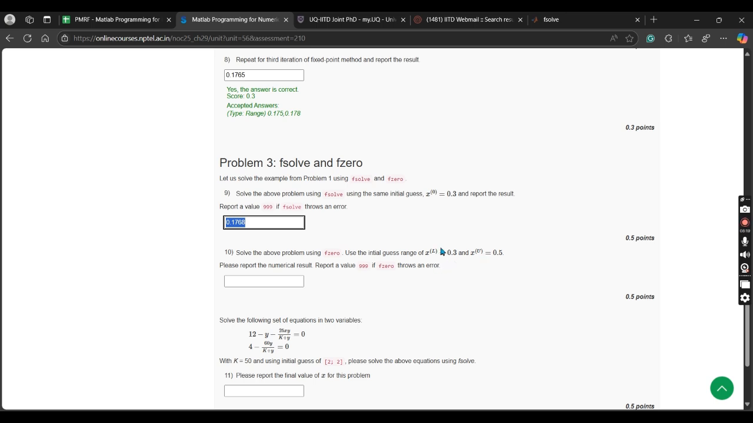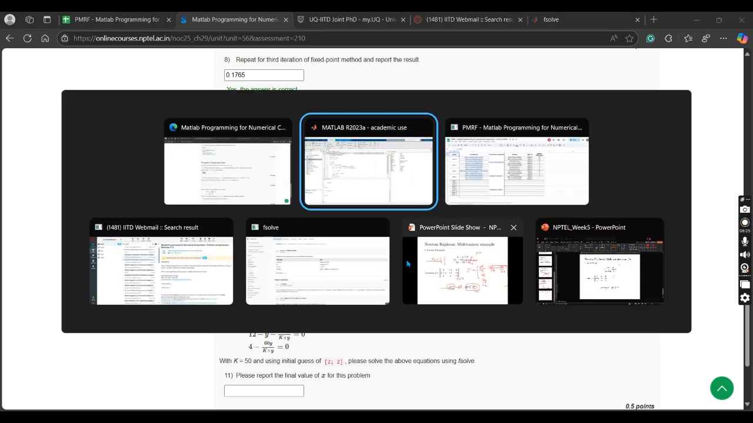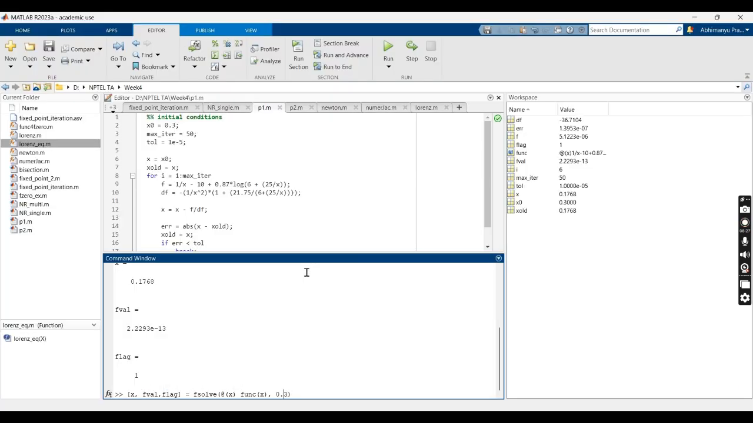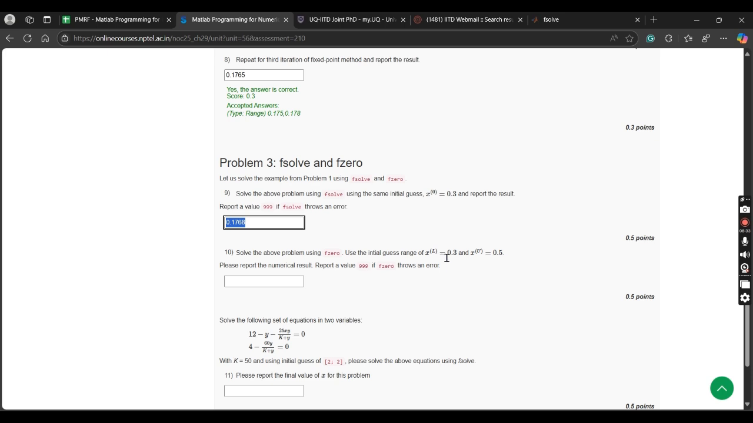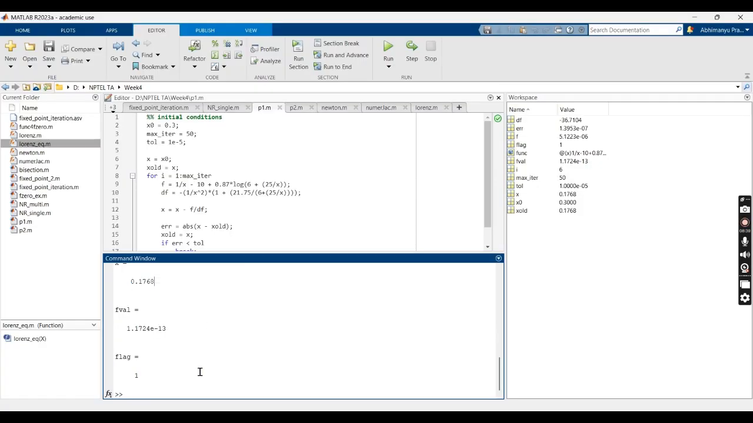Okay, let us check if we have some other solution also. If we have no solution, then we can check it using fzero only. So instead of 0.35, I'm still converging to this only. That means there is no solution between these two. So I should get an error, right? So let us just check that.